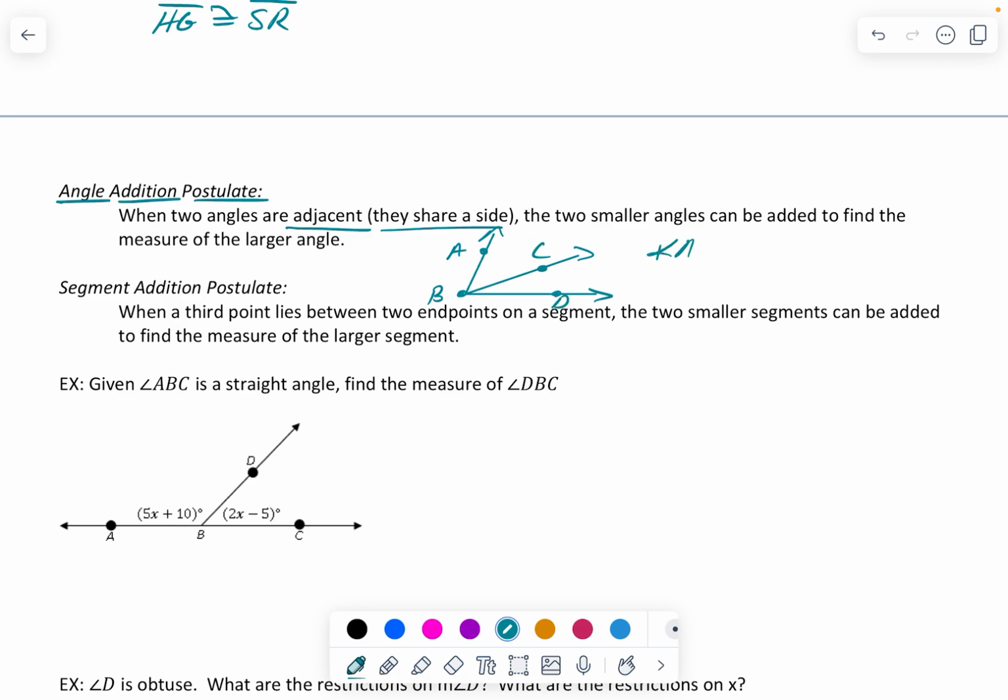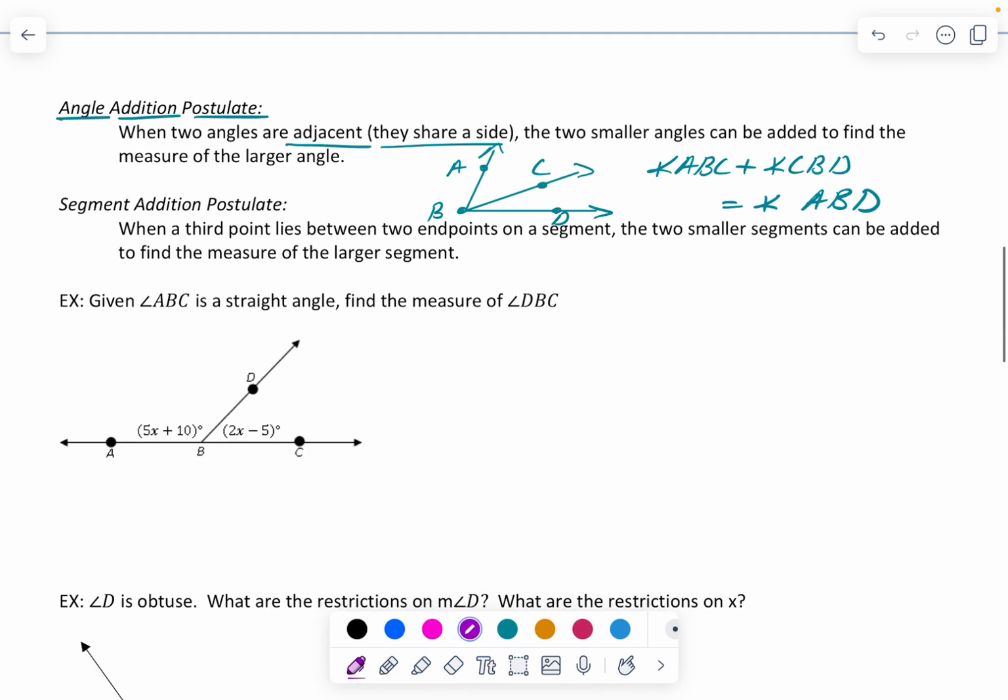So angle ABC plus angle CBD is equal to angle ABD. So the two small ones added together equal the big one. Same is true for segments. We could have something that looks like this: A, X, B. We would say segment AX plus segment XB is equal to segment AB.